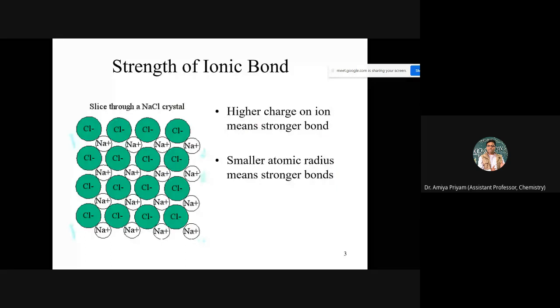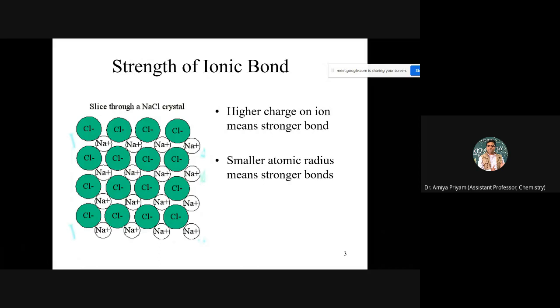Then if you have 1 mole of such atoms, they can organize themselves in a regular three-dimensional pattern, such that one Na plus is surrounded by 6 Cl minus, and each Cl minus is surrounded by 6 Na plus. If you sum up all the forces of attraction and repulsion, the overall result is a lowering of energy in this model, which is the electrostatic model.